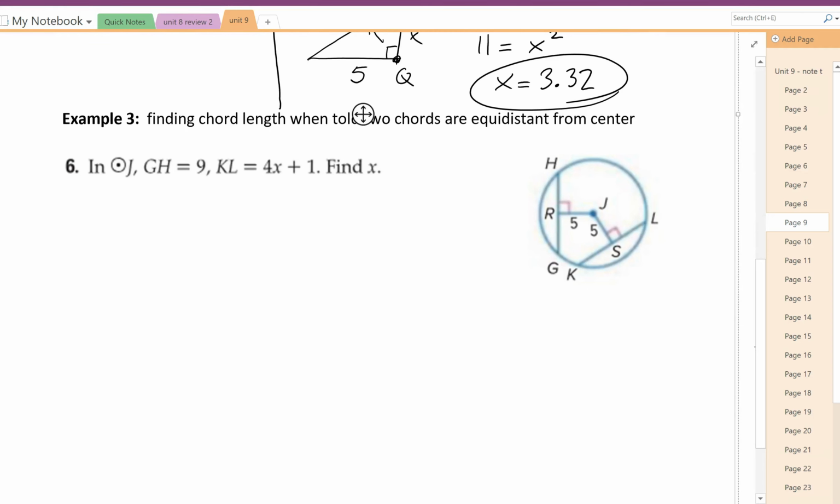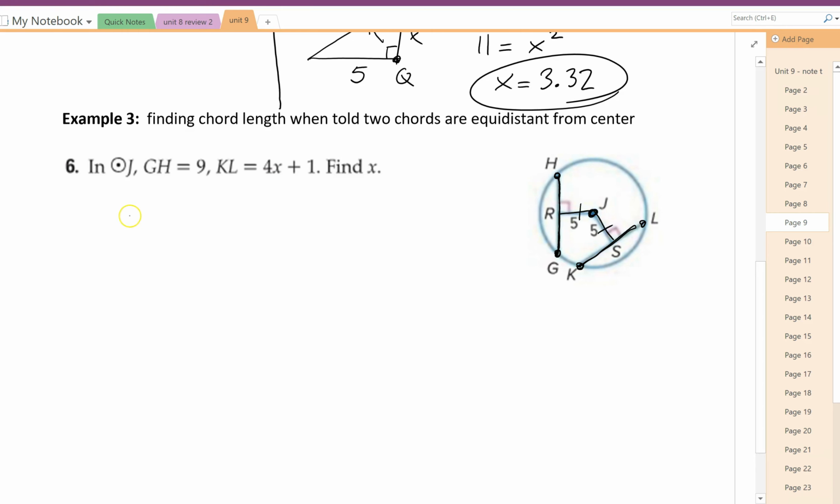This one says in circle J, GH is 9. So G to H, that part right here, is 9. And it says KL, so that chord right there, K to L, is 4x plus 1. It wants us to find x. Well, the picture's sort of telling me that those two chords are going to be equal in length because the distance between the chords and the center of the circle, J, is the same.